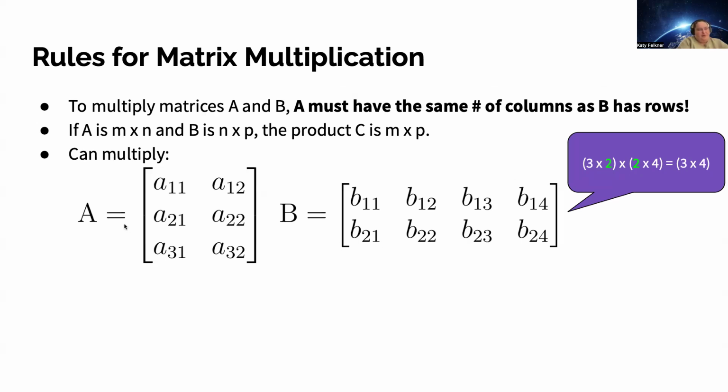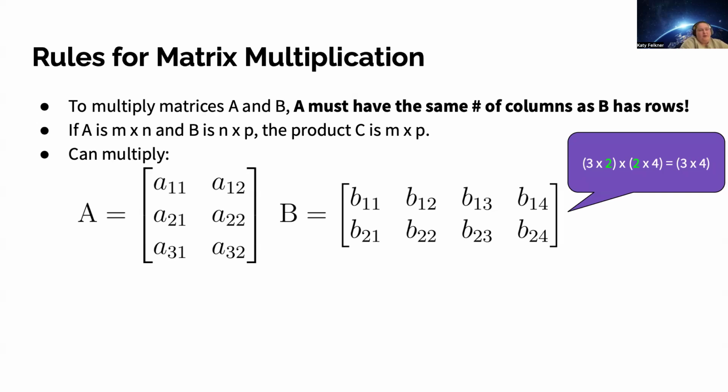It's also important to note that you can multiply A times B, but you can't multiply B times A. For scalars, like we're used to, A times B is the same thing as B times A, but for matrices, it's not. And a lot of times you can multiply one order, but not the other.